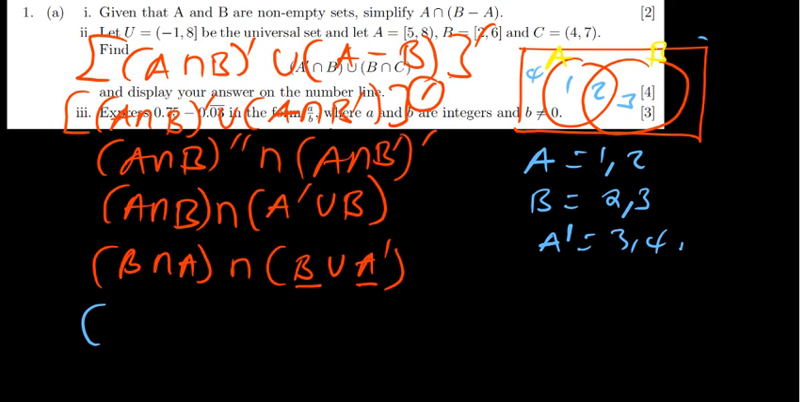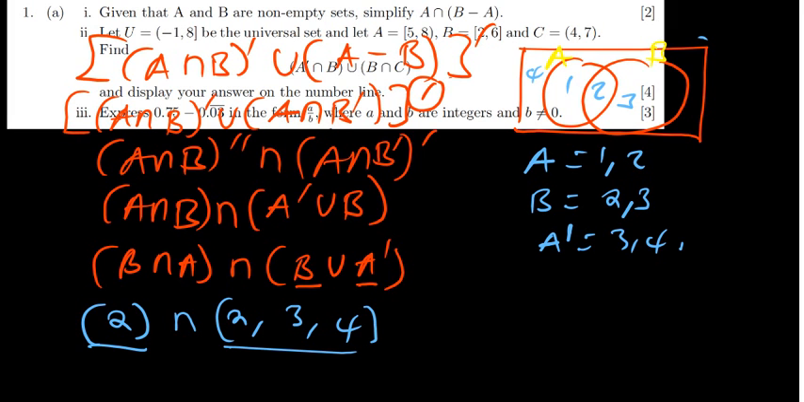Come on. B and A, we have 2, right? Intersection. What is B union A complement? It should be 2, 3, 4. Not so. Now, which numbers are found both in this set and in this set? 2. But what is 2? Exactly, meaning that the final answer for this is A intersection B.